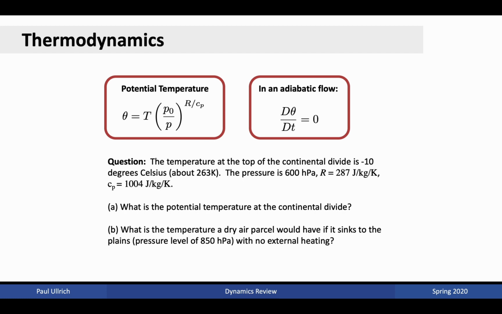And can you calculate the temperature a dry air parcel would have if it sinks to the plains at a pressure level of about 850 hectopascal with no external heating? Be super careful in doing this calculation and make sure that your units are consistent when you do these manipulations. In particular, the units of pressure that you use need to match the units of P naught as well. And the temperature in this expression must always be represented in Kelvin.